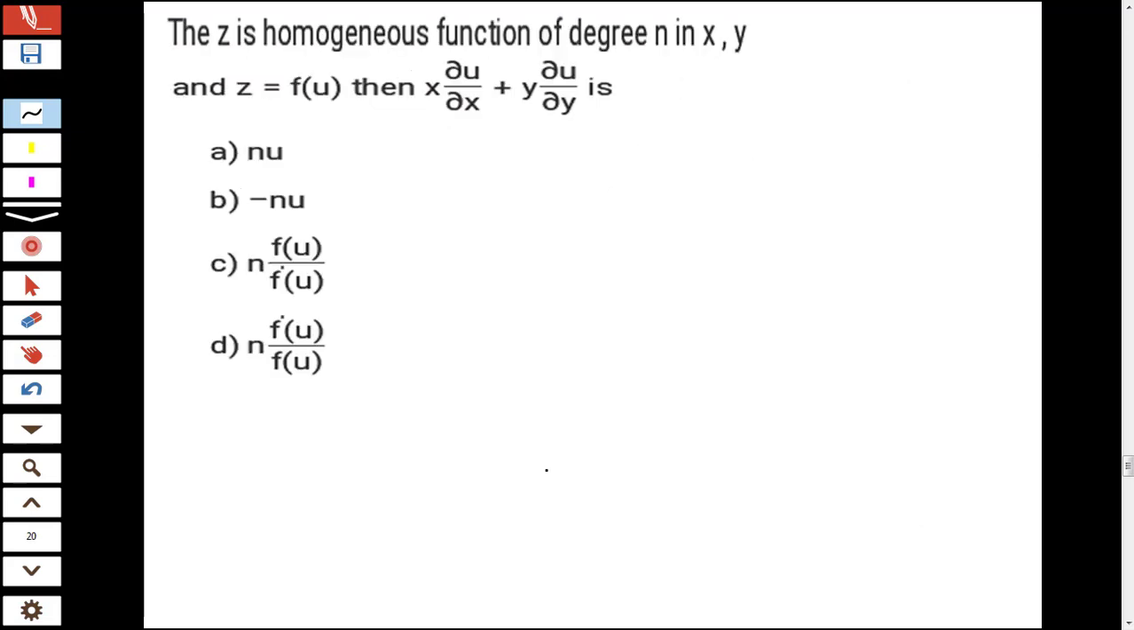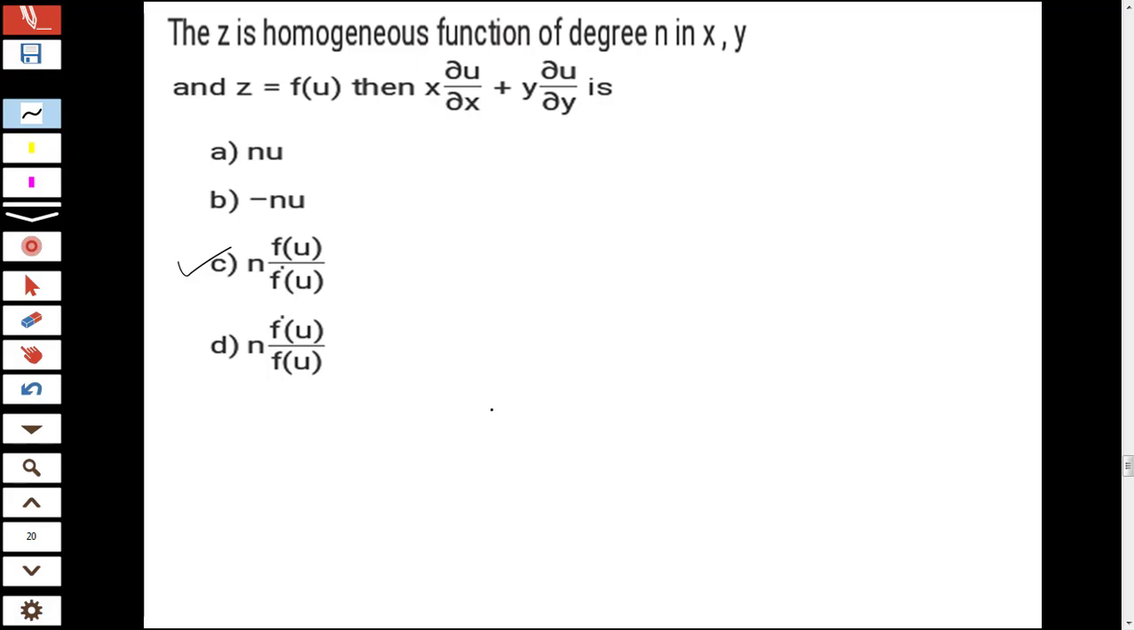Next, z is homogeneous. So this statement we have already discussed here. z is in terms of x and y with degree n, and z is also in terms of u, then x ∂u/∂x plus y ∂u/∂y will be equal to n f of u upon f dash of u, option C.